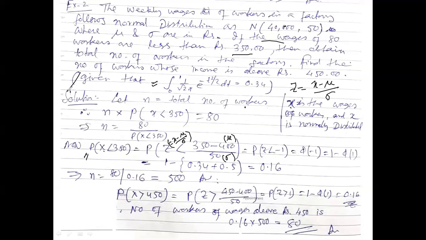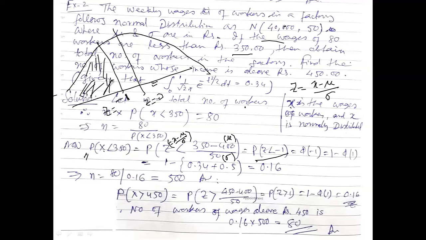Again, we can go for the graph concept. This is z equal to 0 point, and z is equal to minus 1 here. So we have to find P(Z < minus 1). We have to find this part, and by the definition of phi, this is nothing but phi of minus 1.